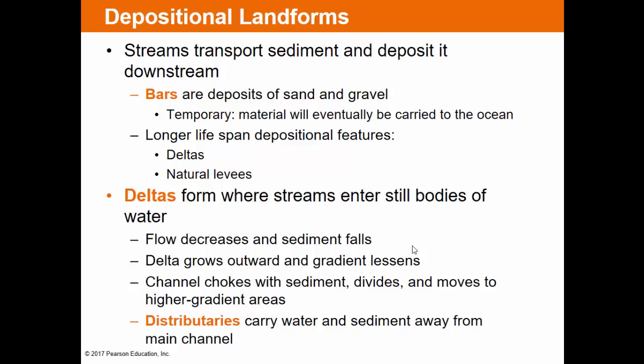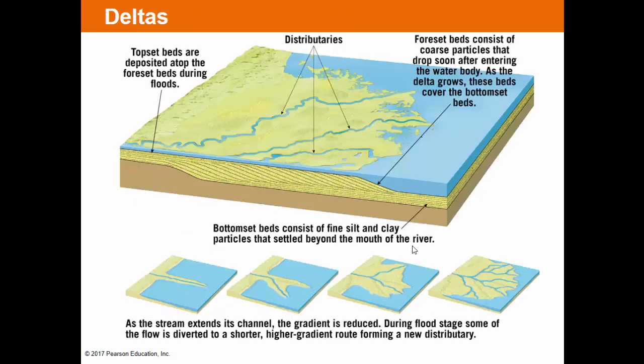Now eventually, because the gradient lessens as the delta grows outward and things slow down, more and more sediment is deposited in the stream channel and it gets choked off, right? And that causes that stream channel to want to find a different route to the base level. It will begin to create these distributaries, and these distributaries effectively carry water and sediment away from the main channel.